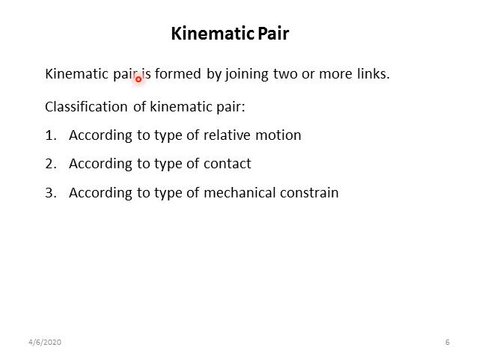As usual, similar to the constrained motion, there is a classification of kinematic pairs as well. They are classified according to the type of relative motion, the type of contact, and the type of mechanical constraint. So let's discuss them one by one. What is meant by relative motion, then contact, and then mechanical constraint.